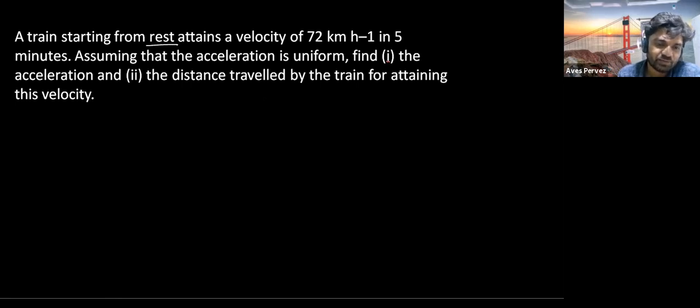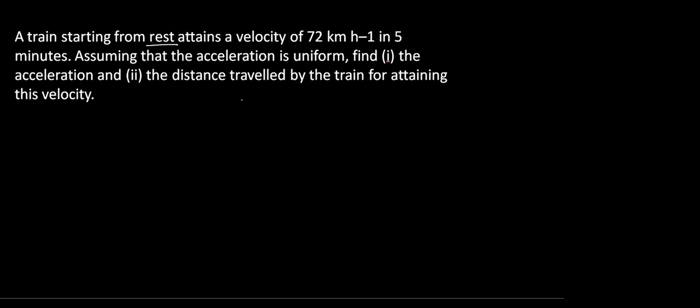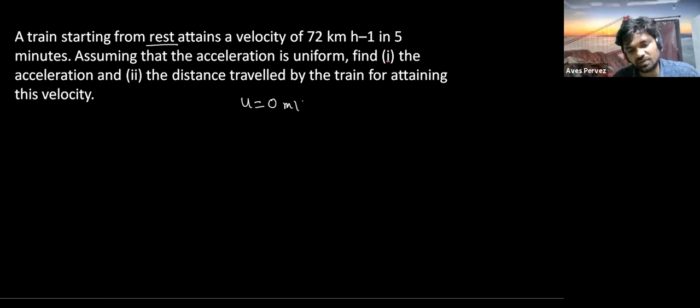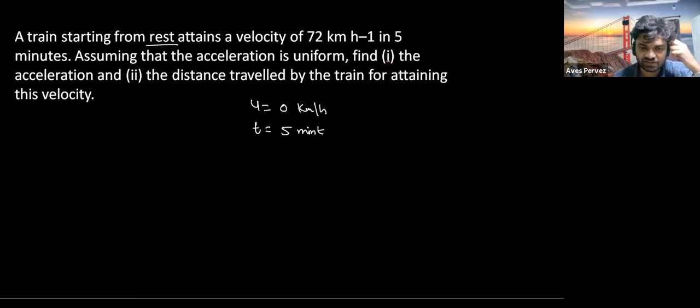So a train starting from rest attains a velocity of 72 km per hour. Starting from rest means initial velocity is 0 meter per second. Here it is given in kilometer per hour, so we can say it is 0 km per hour. The time is given as 5 minutes, and assuming the acceleration is uniform, first you need to find the acceleration, and second, the distance traveled by the train for attaining this velocity.